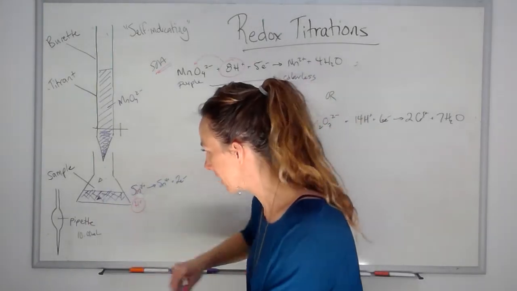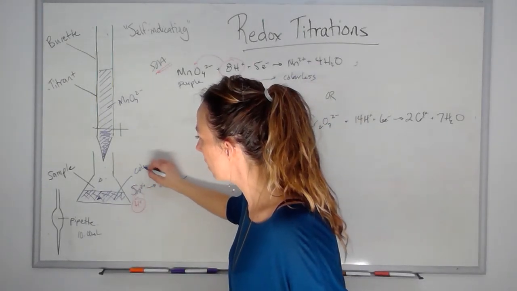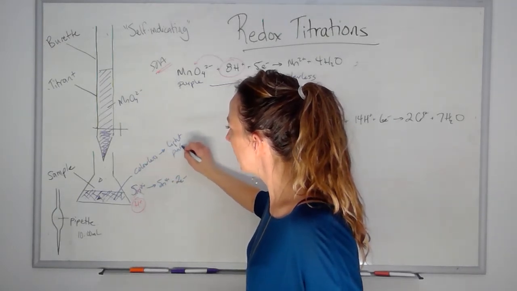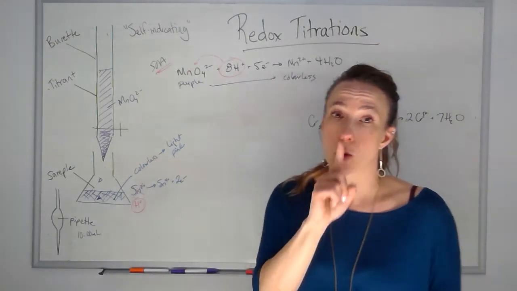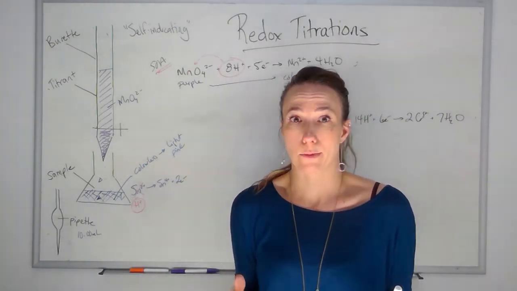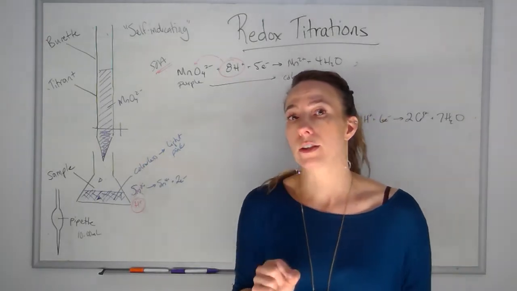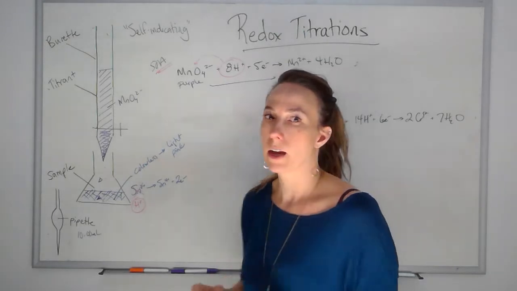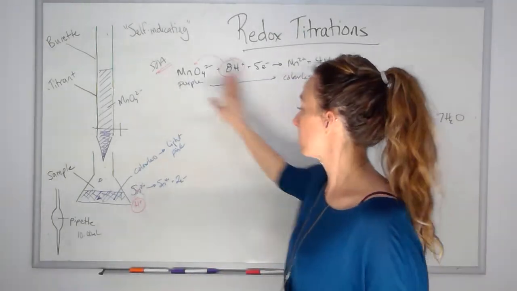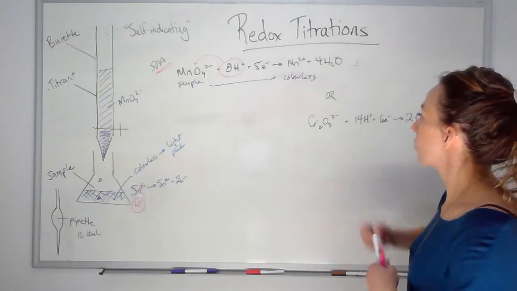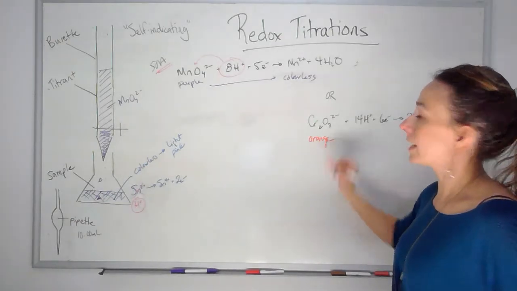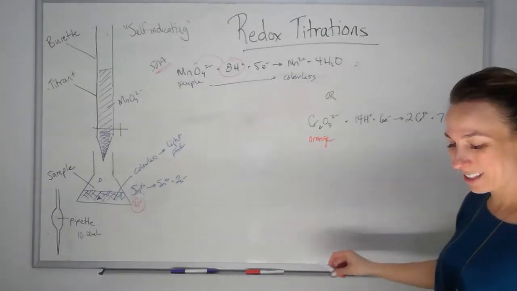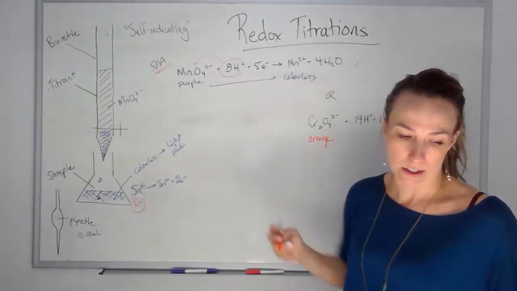So the sample would go from colorless to light pink because of that extra 1 drop of purple that can't react. Now I've reached my endpoint color, my stoichiometric ratio, and then I can do some stoichiometry. The other common one, besides the purple potassium permanganate, is my orange dichromate solution. If I use an orange dichromate solution, it's not as nice of an endpoint color, because the purple to colorless is beautiful.